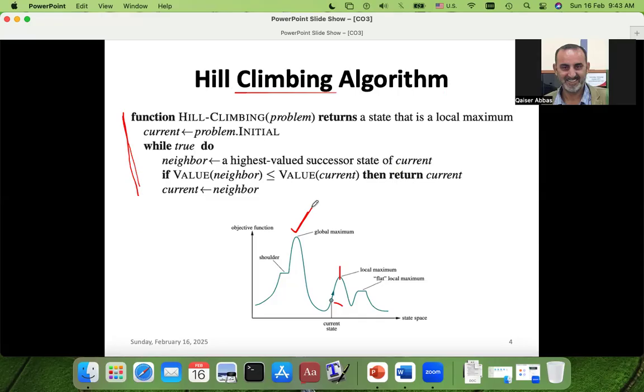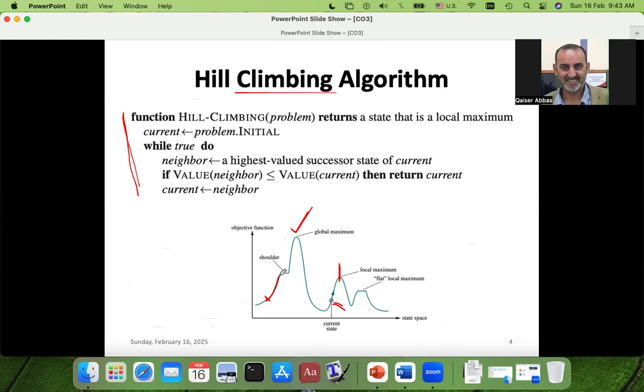Then what is the solution? Someone came up with this idea: previously I started from here, and if I get stuck on this local maximum, I will restart the algorithm again with a random initial state. So the algorithm will select its initial state randomly, and it is possible that next time the initial state will be here. Now you are going to restart the algorithm with a random initial state, and then the algorithm will execute again.